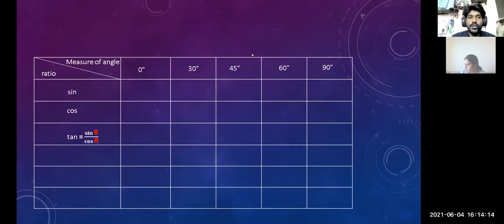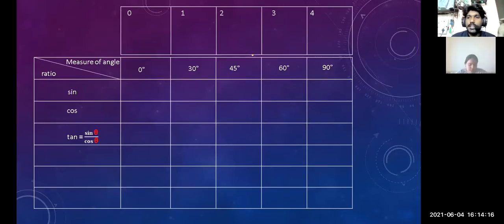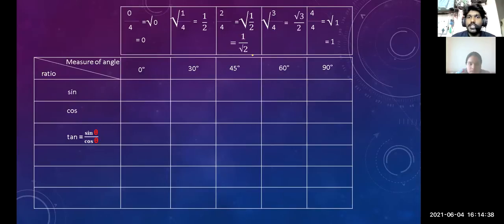So we have sine, cos, and tan. And then this, do you remember this trick which we did yesterday to find out the values? You write 0, 1, 2. You just divided by 4 first. Then you take the root. And once you take the root, whatever answer you get will be your first row, the sine values. So 0, half, 1 by root 2, root 3 upon 2, and 1.